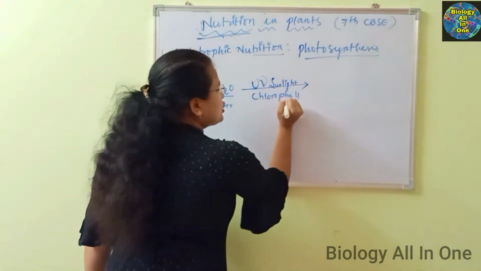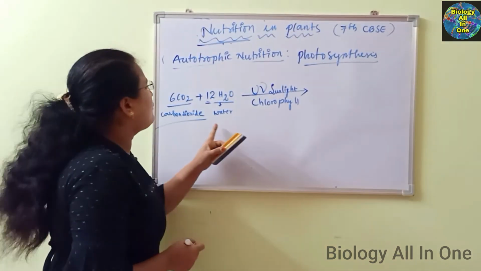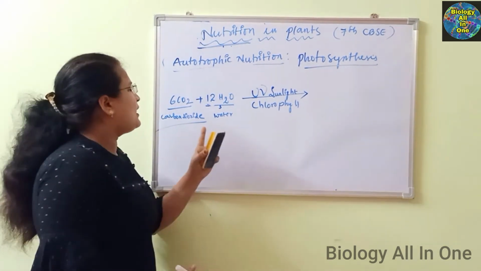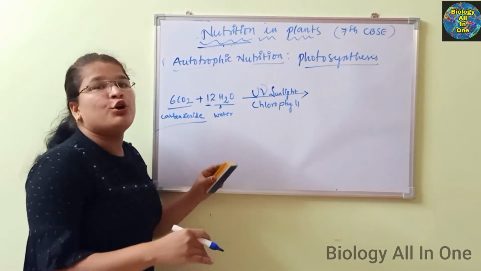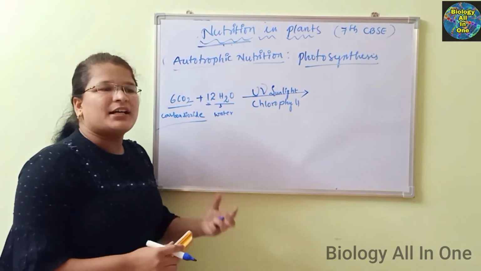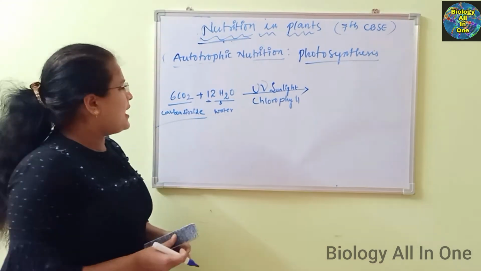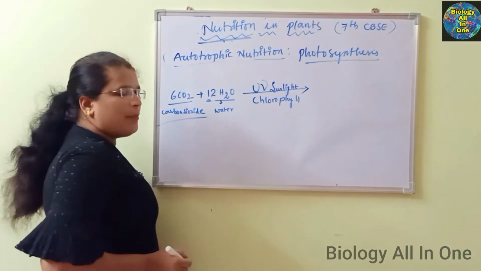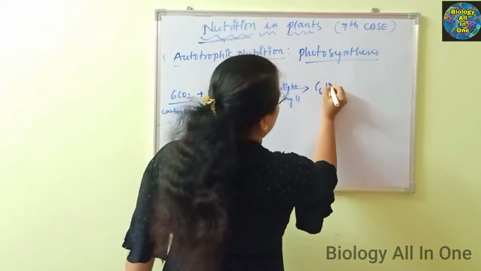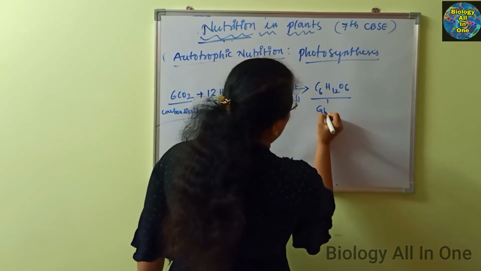And chlorophyll. I will tell you the importance of chlorophyll also. In presence of these two components, the combining of these two components is happening. Along with the water and the carbon dioxide, a few other minerals are also taken up from the ground by the plant. By combining these two components in presence of light and chlorophyll pigment, here C6H12O6. This is known as glucose.